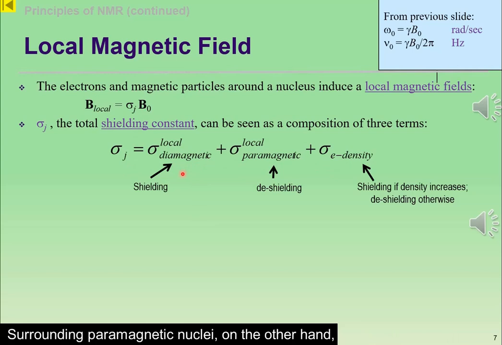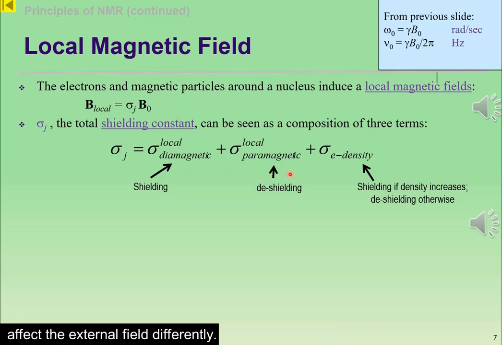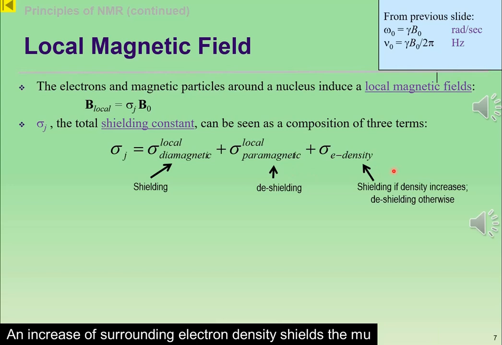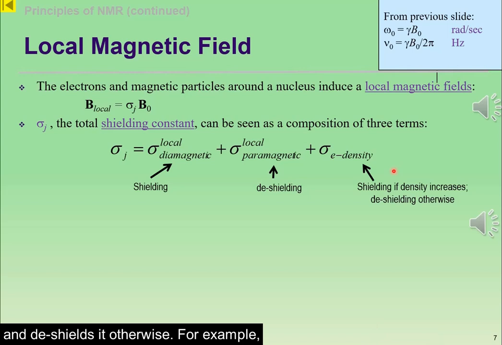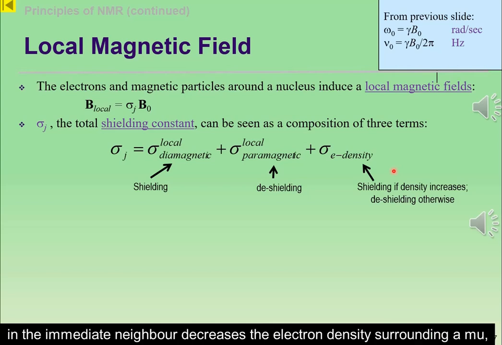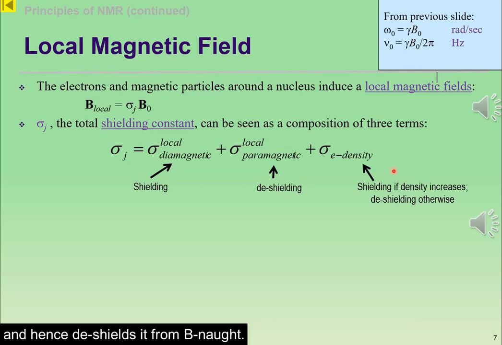Surrounding paramagnetic nuclei, on the other hand, affect the external field differently. They tend to align with μ, enhance the field, and hence deshield the μ from B0. The electron density also affects the local magnetic field in some way. An increase of surrounding electron density shields the μ, and a decrease deshields it. For example, the presence of an electron withdrawing element such as oxygen in the immediate neighbor decreases the electron density surrounding a μ, and hence deshields it from B0.